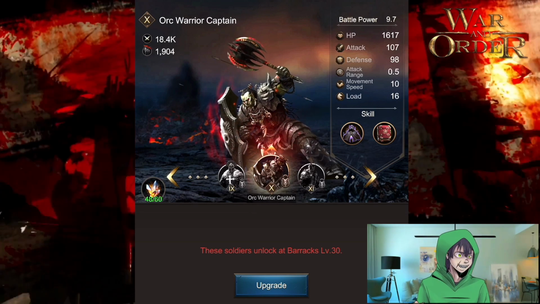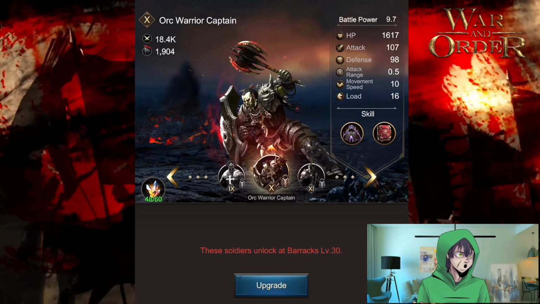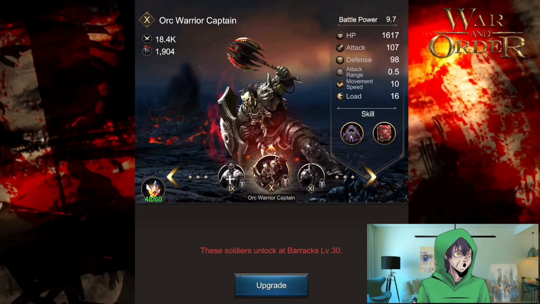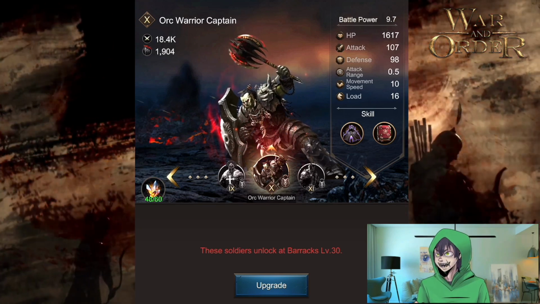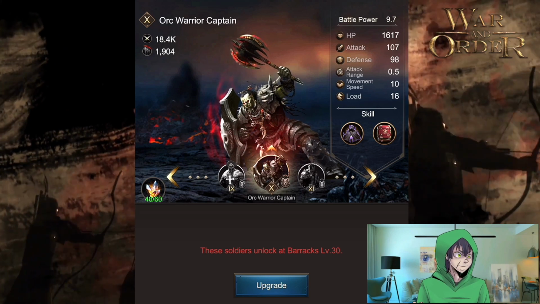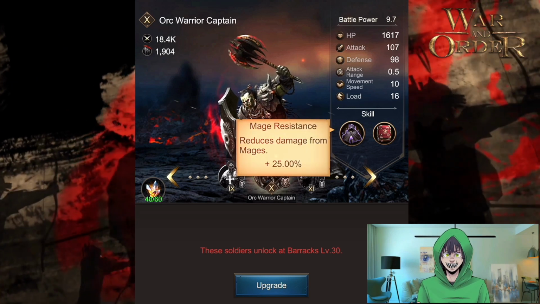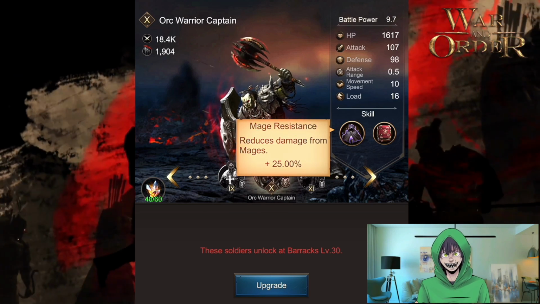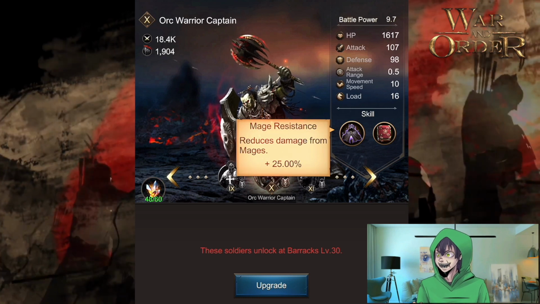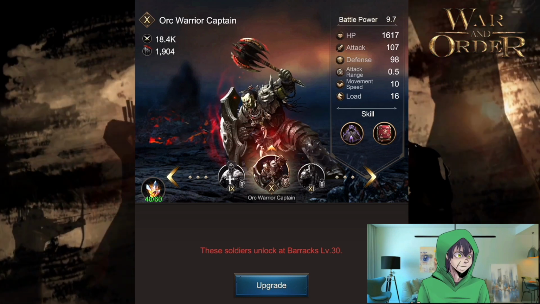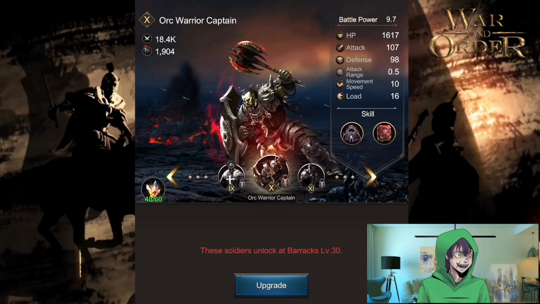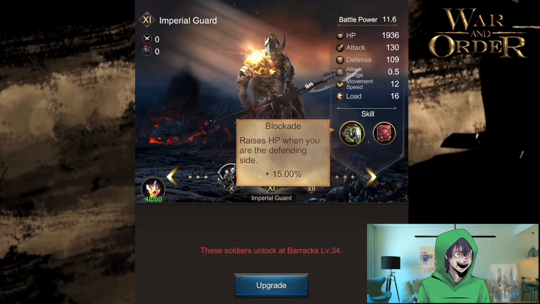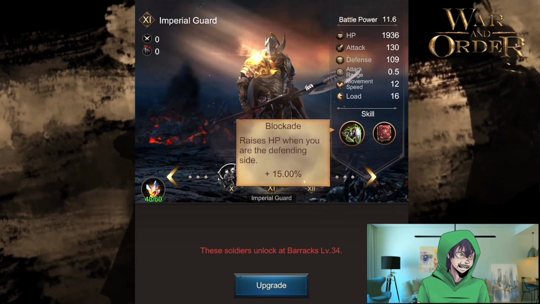In addition to the base stats of those troops improving as you go up the tier list, you also have skills that are associated with even and odd tiers. So, for example, tier 10, that's even. Even tiered infantry have mage resistance, which reduces the damage from mages by 25%. That's every even tiered infantry. While odd tier have blockade, which raises HP when you're defending.